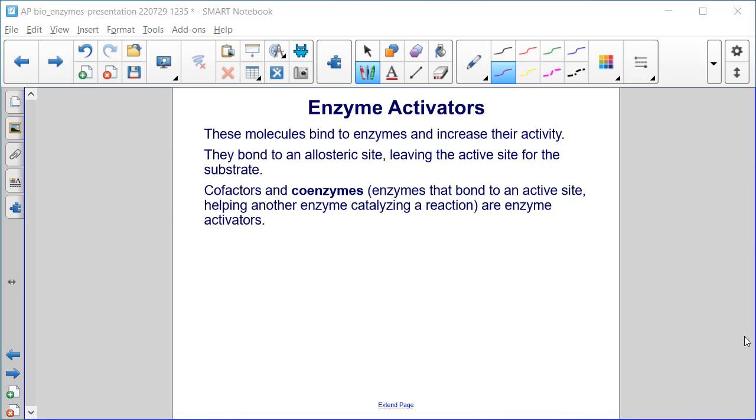Enzyme activators. These molecules bind to enzymes and increase their activity. They bond to an allosteric site, leaving the active site for the substrate. Cofactors and coenzymes, or molecules that bond to an active site, helping another enzyme catalyze a reaction, are enzyme activators.